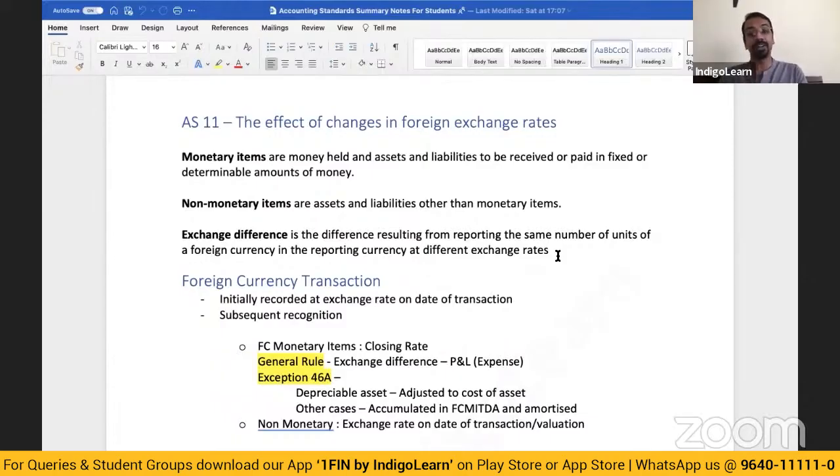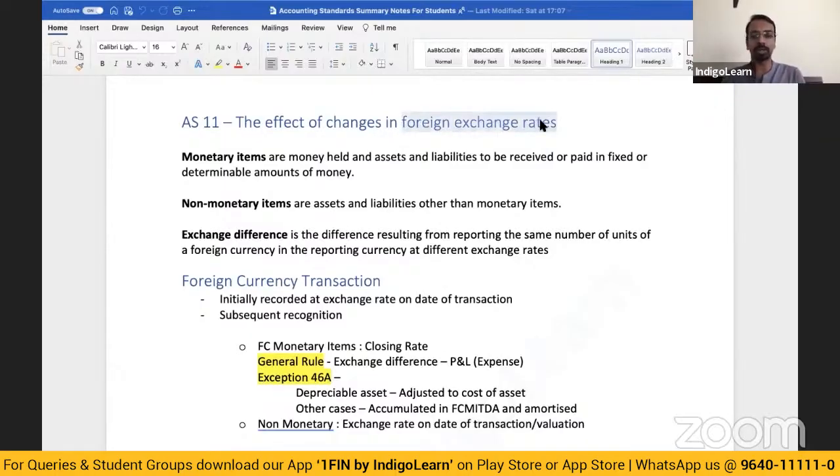Complexity would arise when you learn forex management in strategic financial management in CA Final. But for now, I don't think the standard poses too much of a challenge for the students, right? So accounting standard 11 deals with the effect of changes in foreign exchange rates. The title of the standard is Effect of Changes in Foreign Exchange Rates.